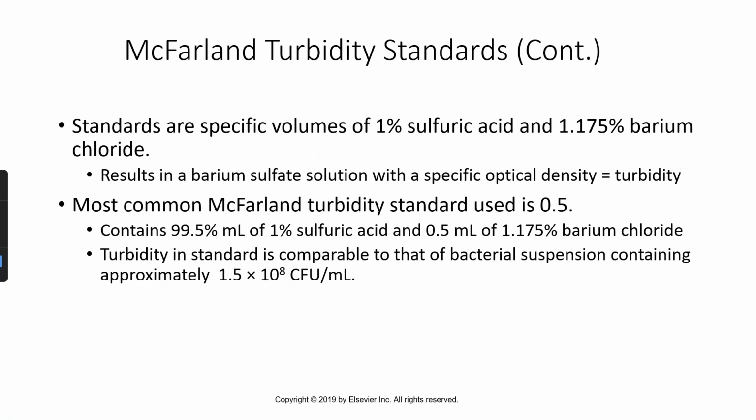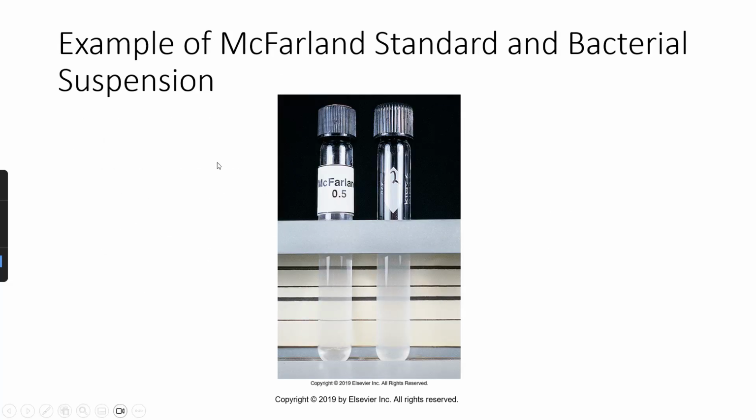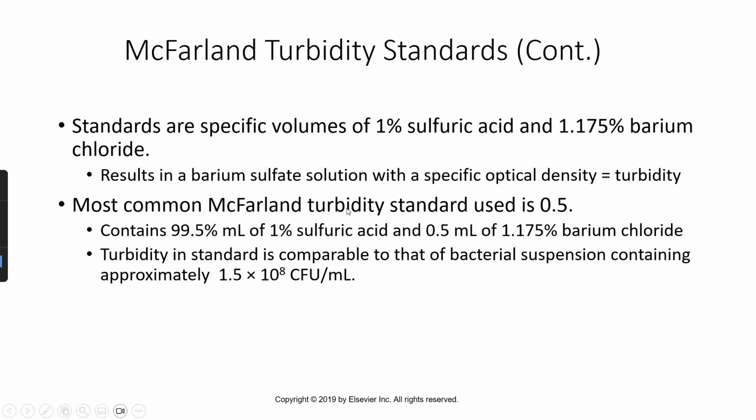Standards are specific volumes of 1% sulfuric acid and 1.175% barium chloride. It results in a barium sulfate solution with a specific optical density or turbidity. So inside this McFarland tube here, that's what the chemicals are: sulfuric acid and barium chloride. And the cloudiness that's produced is through a double displacement reaction producing barium sulfate.